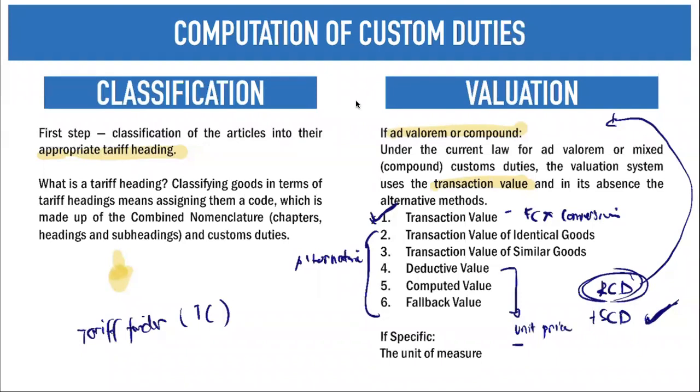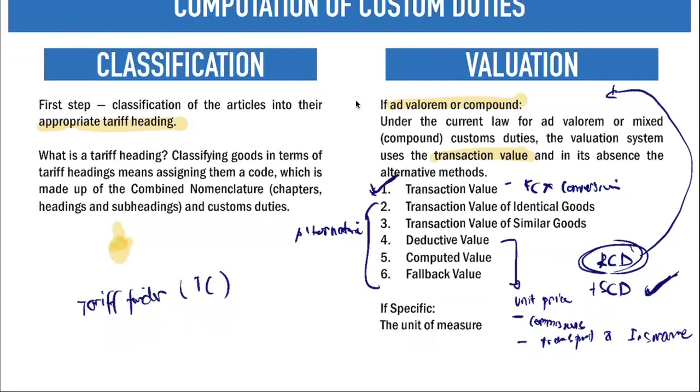First, you deduct any commissions. Next, transport and insurance costs. And then lastly, any loading or unloading costs. Okay? It is known as deductive value because from a price, you deduct some items. So what are the items deducted? Commissions, transport and insurance costs, loading or unloading costs.